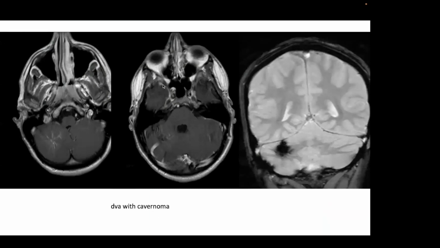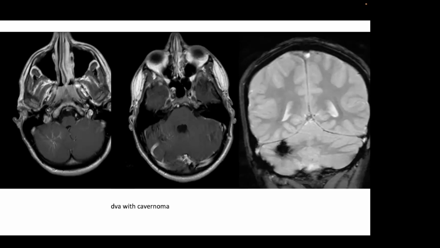Now, this is an example of a combination lesion. I showed you a developmental venous anomaly with a capillary telangiectasia. This is a developmental venous anomaly. Here's the branching caput medusa. Here's the draining vein. But on the susceptibility weighted scan, you see this large area of signal dropout. This is a cavernoma in the bed of a developmental venous anomaly. These commonly go together if you look for them.